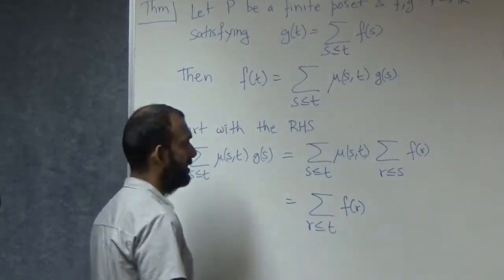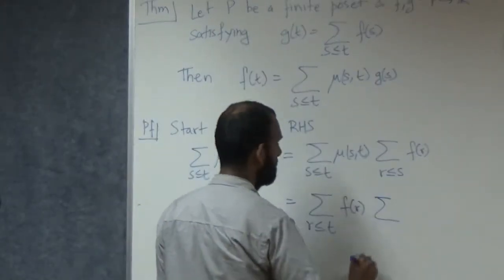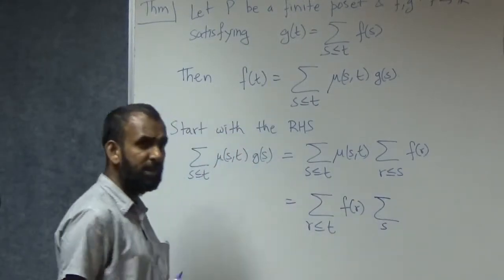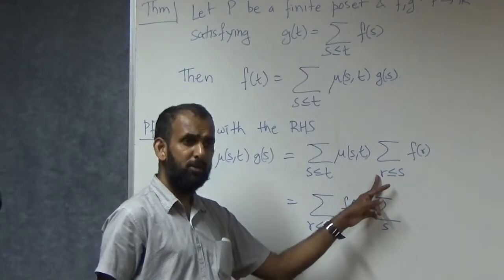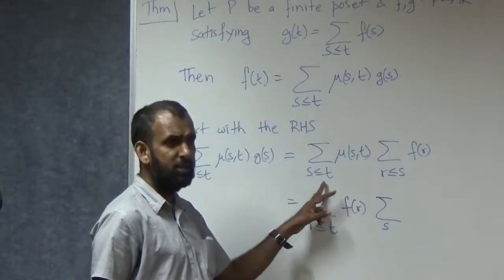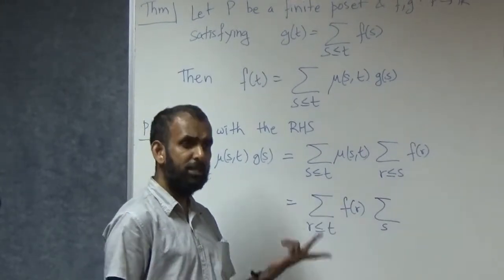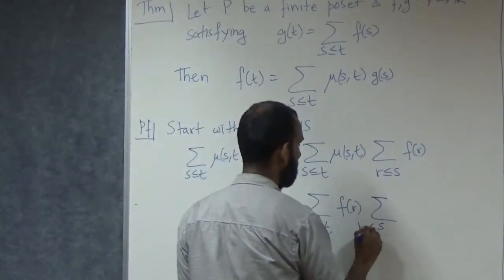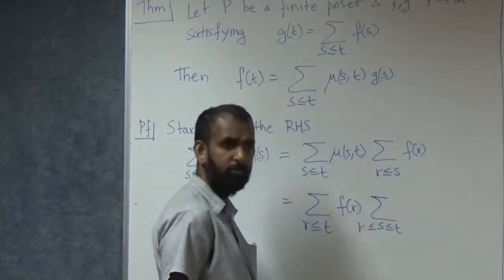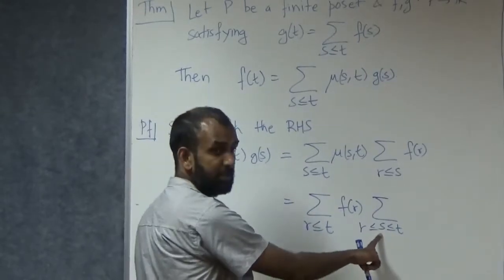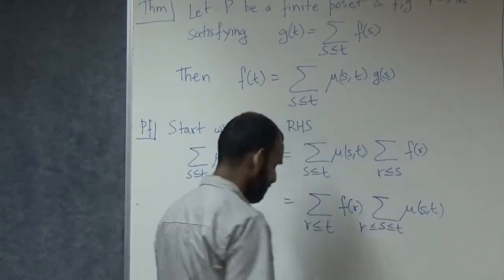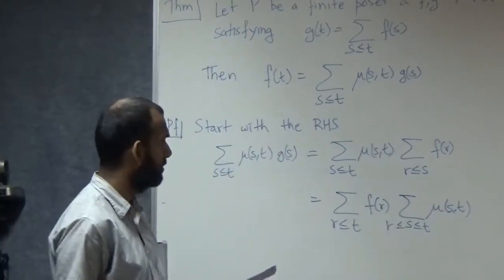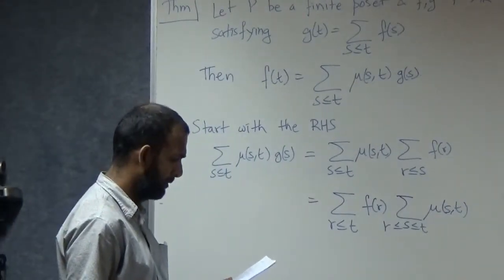This does not depend on s. Now I have the sum over all s. But where does s live? s is clearly greater than or equal to r, and s is clearly less than or equal to t. So that's the only constraint. So I have r less than or equal to s less than or equal to t, and this is a sum over s of what? Mu(s,t). Right?